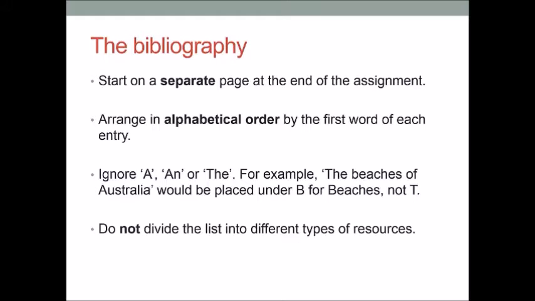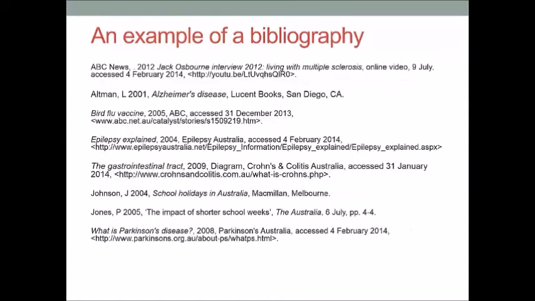Don't divide the list into different types of resources. So we don't want a list of websites and then a separate list of books. All of the resources or the references go into one list in alphabetical order. So this is an example of a correctly formatted bibliography. It's not divided into different types of resources. It's alphabetical and it's correctly formatted.